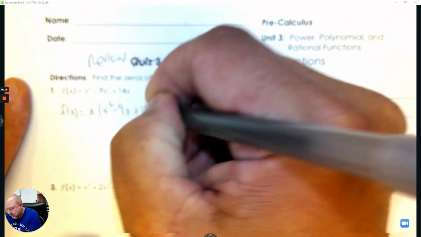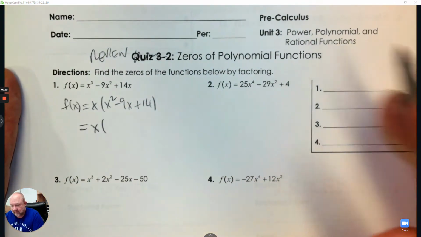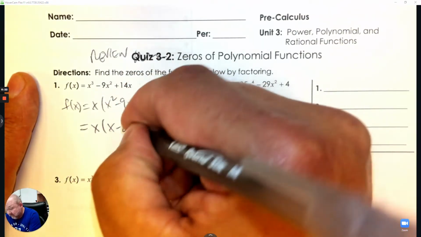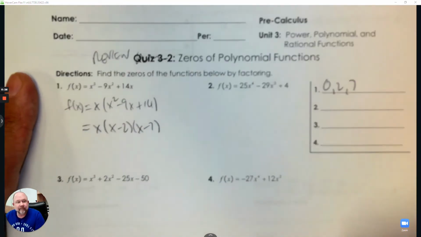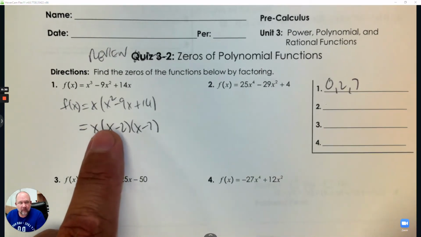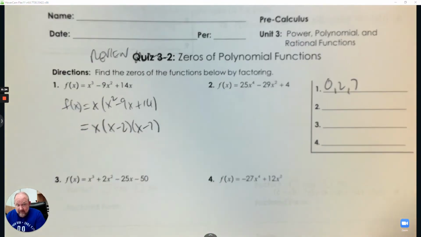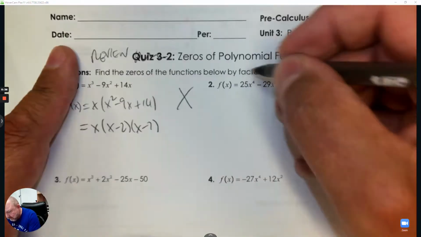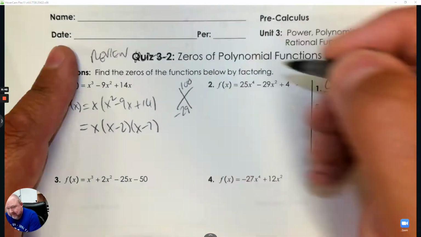So we're going to factor out an x, and then it's a simple trinomial. Two numbers that multiply to 14 and add to -9 are -2 and -7, and then the solutions over here. So those are the zeros. We factor it, and then remember what x value makes it 0. So they're opposite numbers.